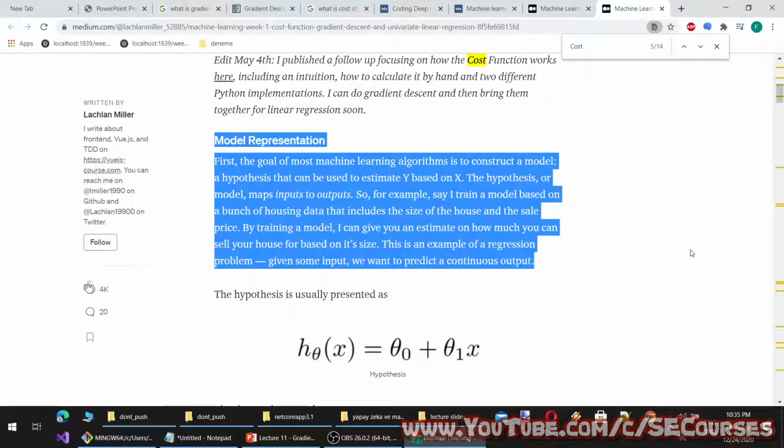So, for example, say I train a model based on a bunch of housing data that includes the size of the house and the sale price. By training a model, I can give you an estimate on how much you can sell your house for based on its size. This is an example of a regression problem. Given some input, we want to predict a continuous output.